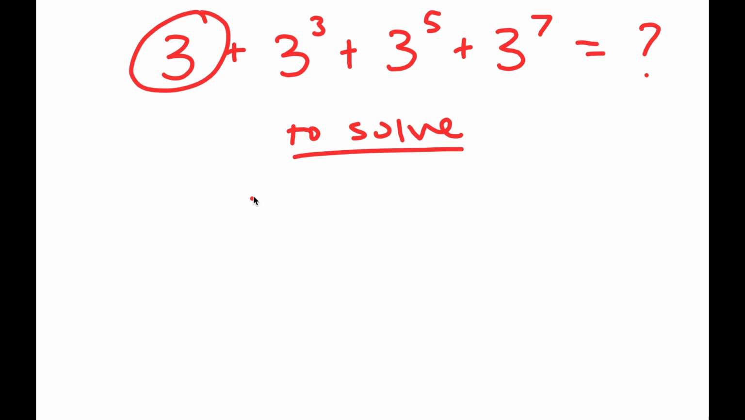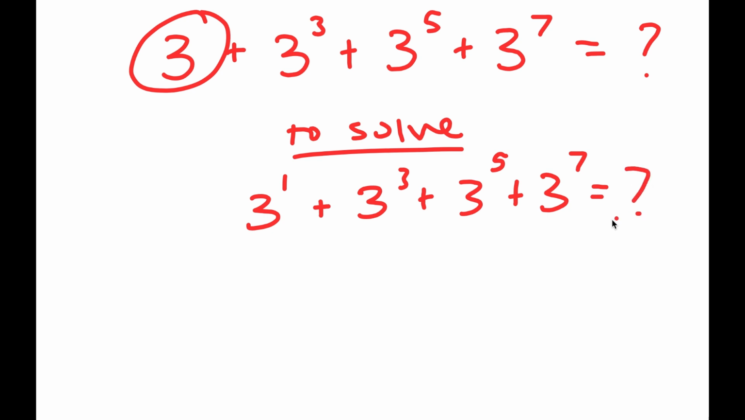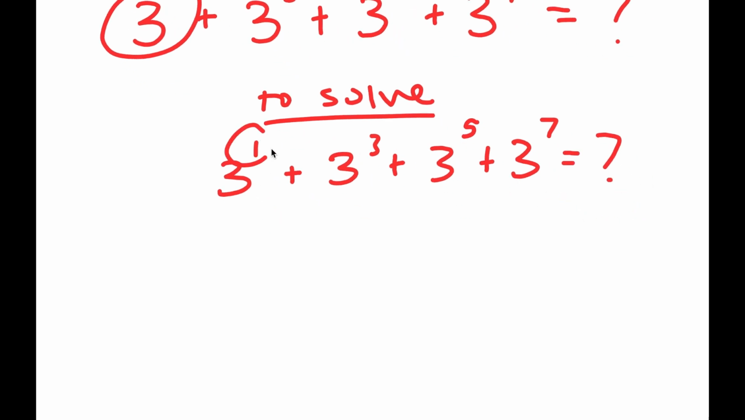3, well, that's the same thing as 3 to the power of 1, right? So I have 3 to the power of 1 plus 3 to the power of 3 plus 3 to the power of 5 plus 3 to the power of 7. And notice how we start with 1. To get to 3 from 1, we have to add 2. And then to get to 5 from 3, we add 2 again. And to get to 7 from 5, we add 2 again.